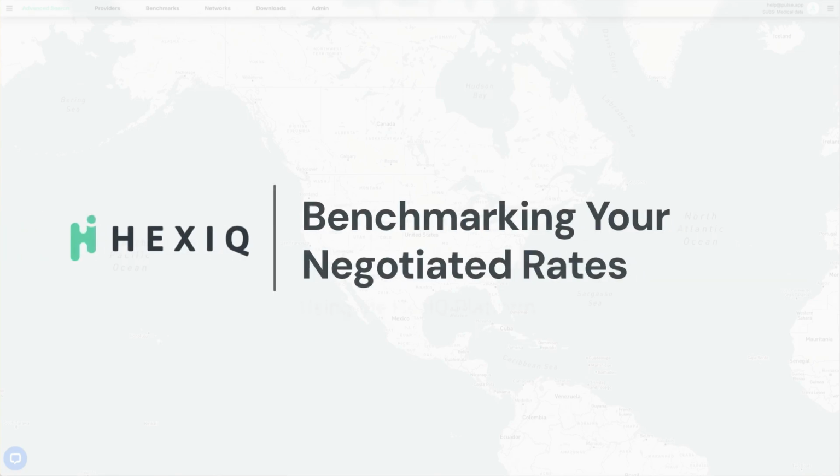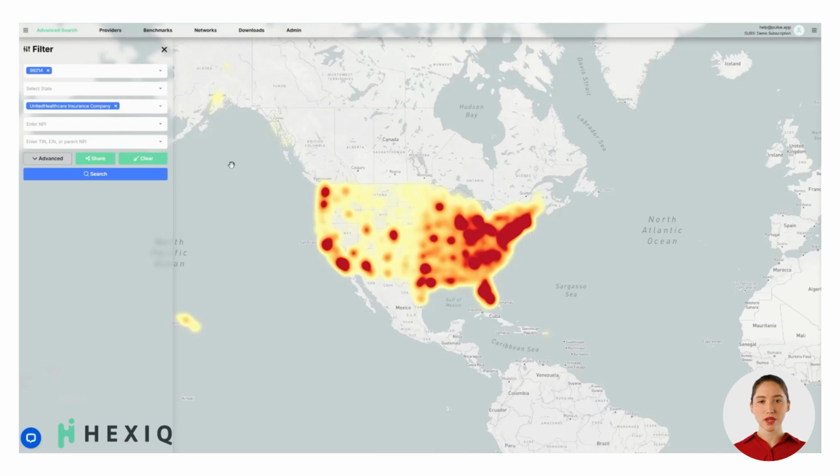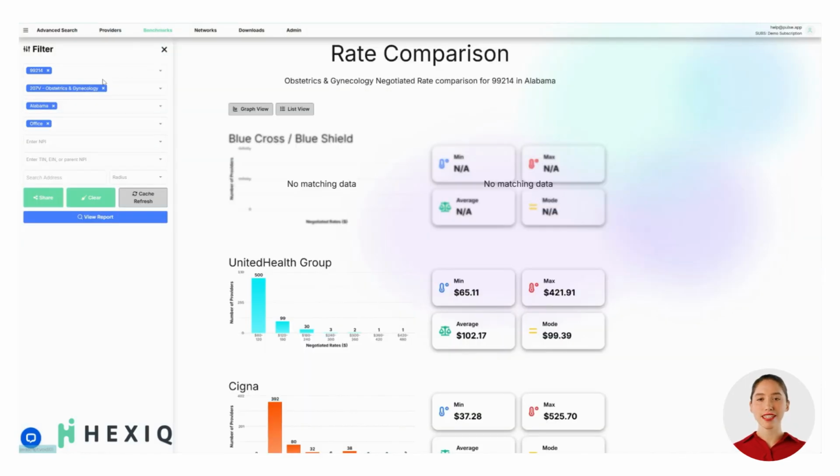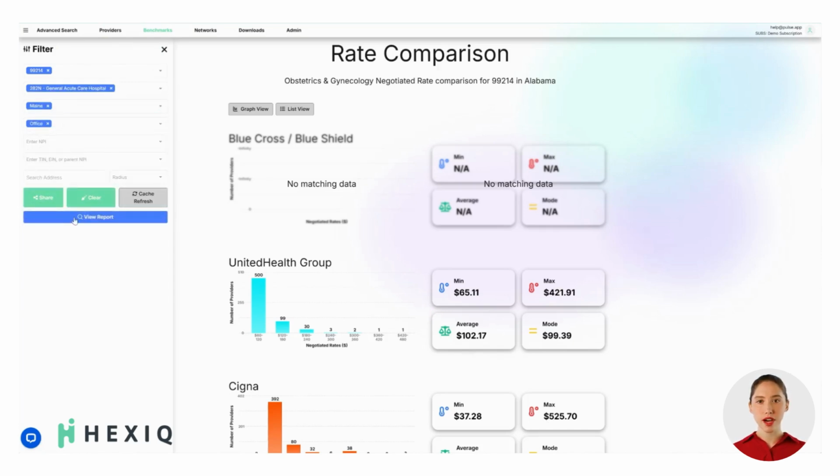This video will walk through how you can benchmark your negotiated rates against other specialists in your area using data from HexIQ. Let's jump into it. You can access benchmark reports right in the HexIQ platform. For an example, let's look at emergency room visits for general acute care hospitals in Maine.